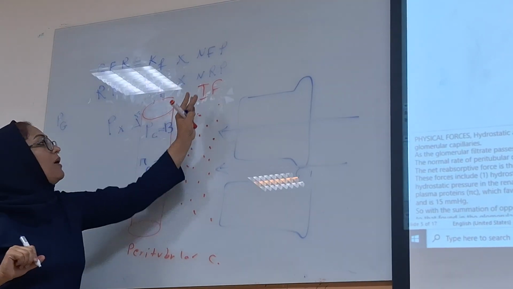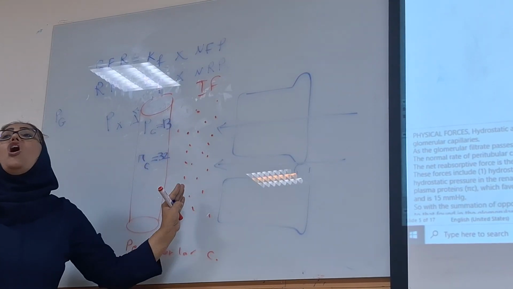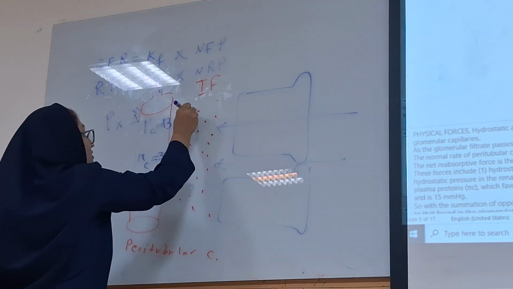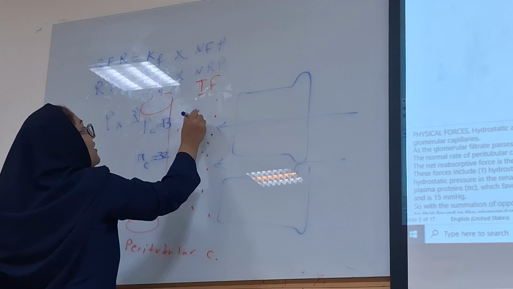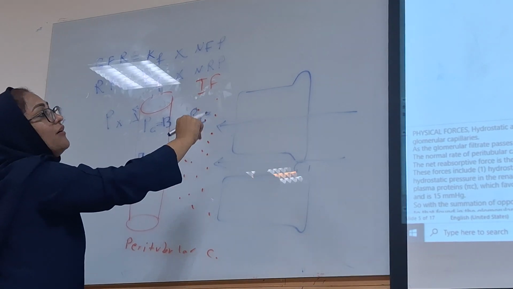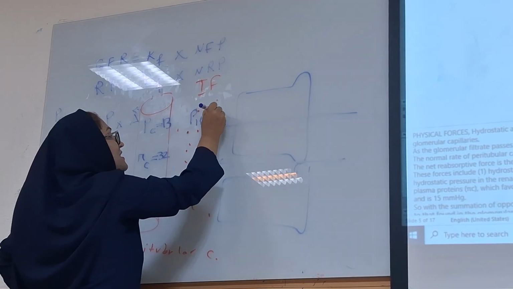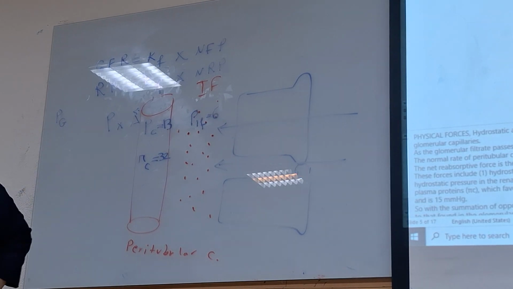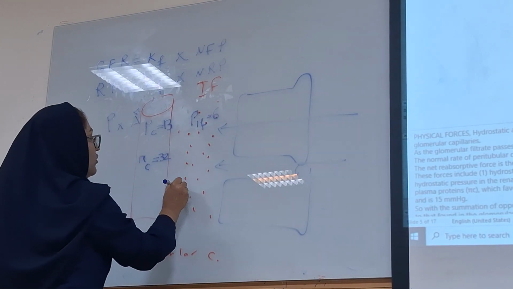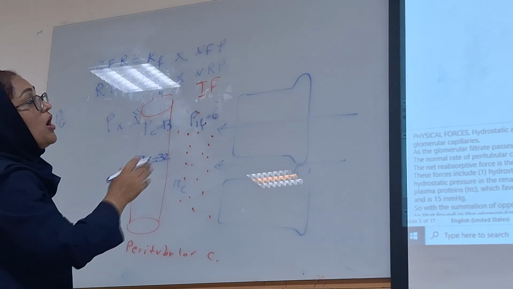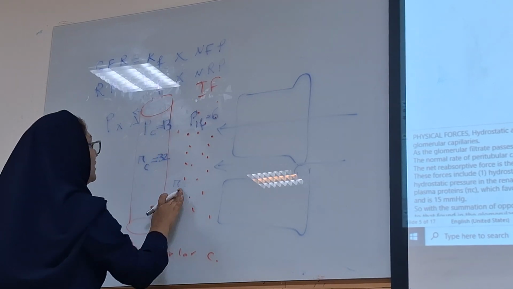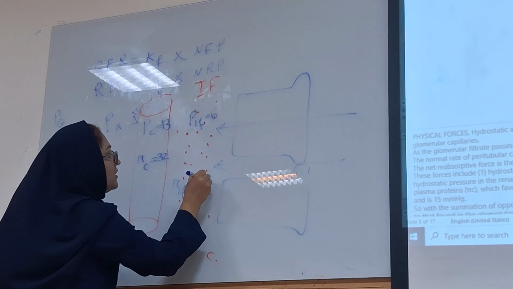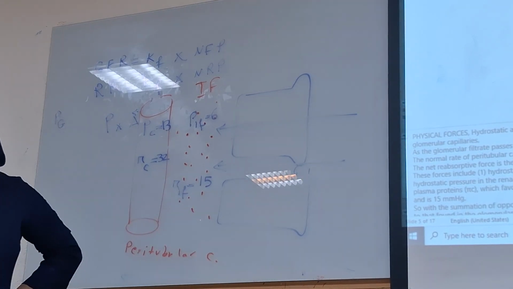Now let's talk about the pressure in IF, interstitial fluid. Hydrostatic pressure in IF, PIF, is 6 millimeter of mercury. And pi IF, we have a lot of protein here. Pi IF is 15 millimeter of mercury.